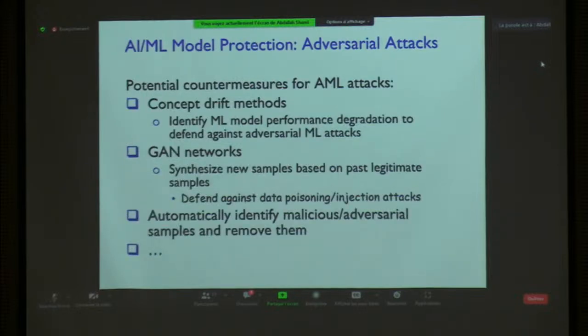What are the countermeasures that can be used against those attacks? We can use concept drift methods, where we identify model performance degradation, to defend against adversarial machine learning attacks. We can use a GAN network to synthesize new samples based on past legitimate samples, and we can automatically identify malicious adversarial samples and remove them. This is all through AutoML, and this is active research that we are working on.